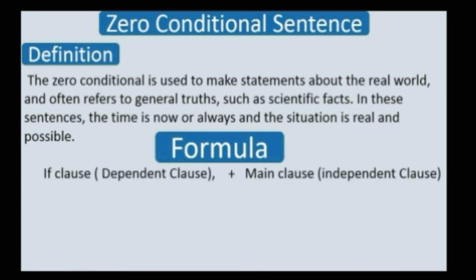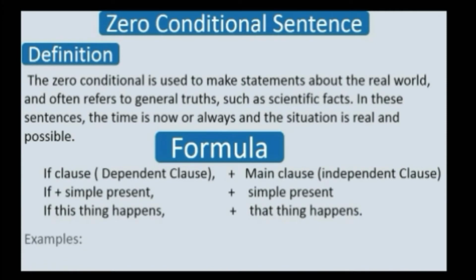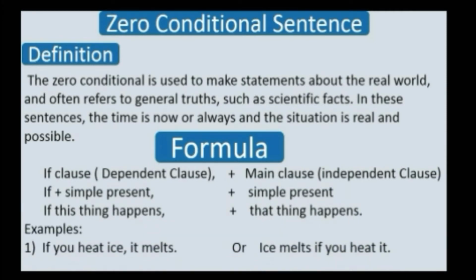A zero conditional sentence has two parts: the if clause, that is the dependent clause, and the main clause, that is independent. The if clause contains present simple tense, and the main clause also has present simple tense. You can see the example here. If you heat ice, it melts. So if you heat ice is the dependent clause. It's a general truth, it melts itself. So zero conditional always talks about general truth, and we do not change it. It changes itself. So if you heat ice is the condition, it melts is the result. So you can see the result and condition.